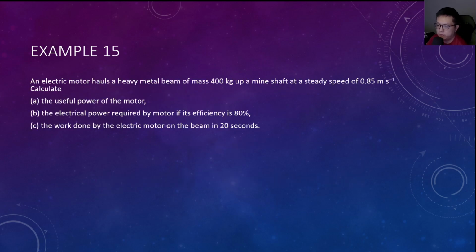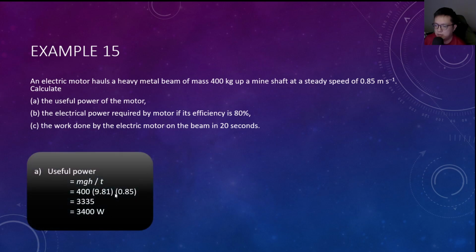Okay, so example 15 here, I believe this is my last slide. I have an electric motor that hauls a heavy metal beam of mass 400 kg up a mine shaft at a steady speed of 0.85 meters per second. Calculate the useful power of the motor, the electrical power required by the motor if its efficiency is 80%, and the work done by the motor on the beam in 20 seconds. So let's do the math very quickly.